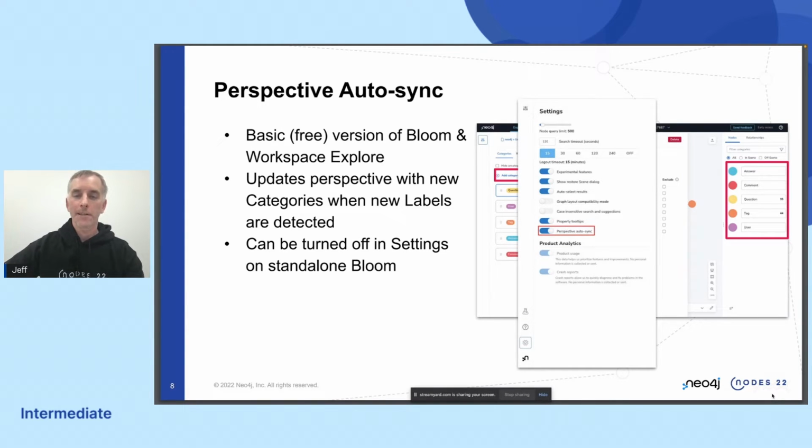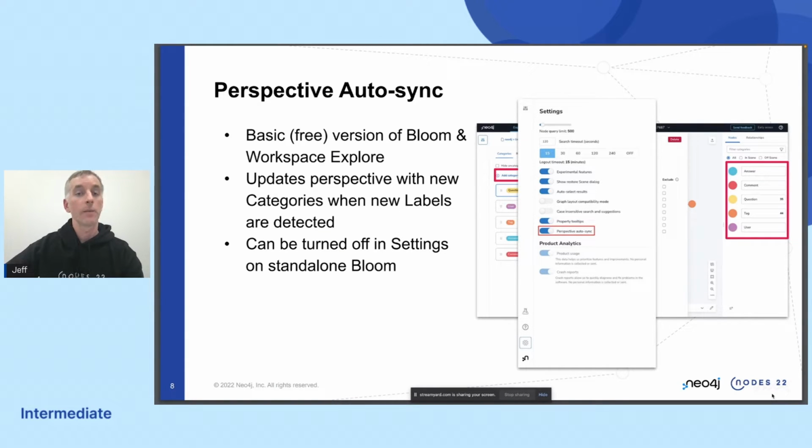So with Perspective Autosync, Bloom will keep track of any new labels that it notices in the database, and it will automatically add a category every time it finds a new label in the database. Now, of course, if you have told Bloom in the Perspective Designer that you don't want a particular category after it's added it, it will remember that and it won't keep re-adding it in.